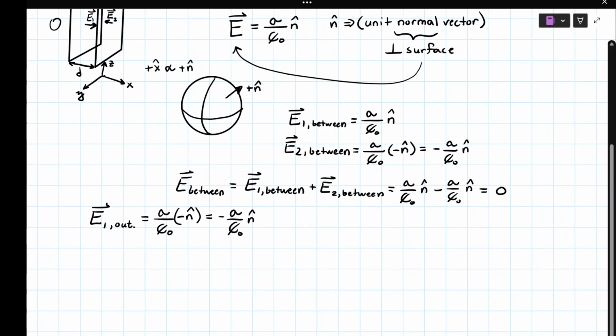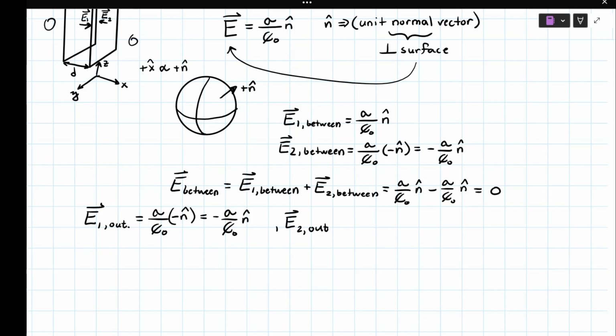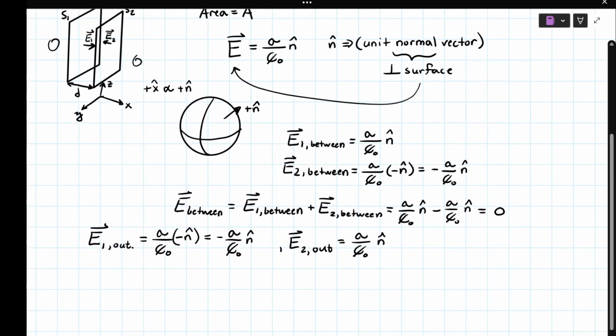And then we want to find the other one, and it's fairly simple. They have the same area, they have the same sigma, and they're going to have the same magnitude because they have the same charge that's been placed on them. So E2 out, right there on that side, is just going to be sigma over epsilon naught n hat, okay?